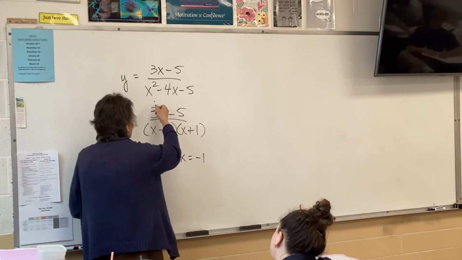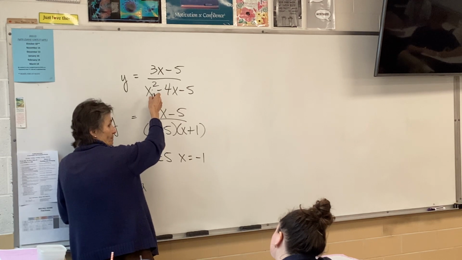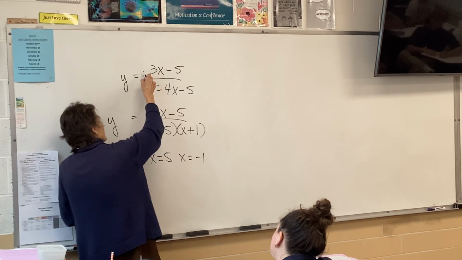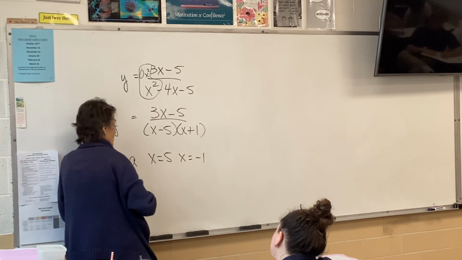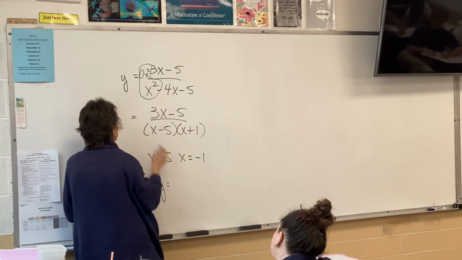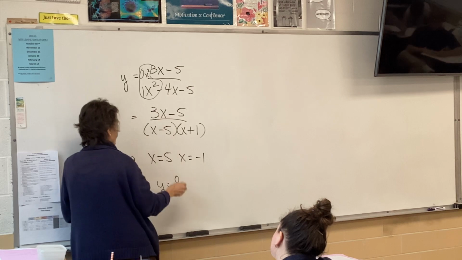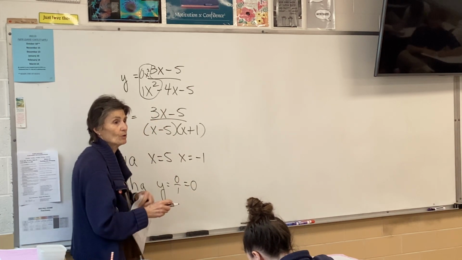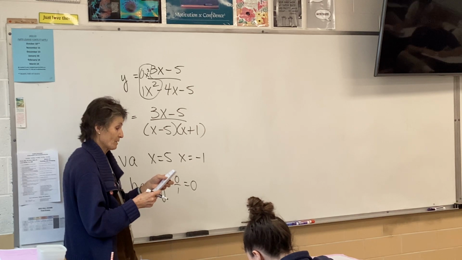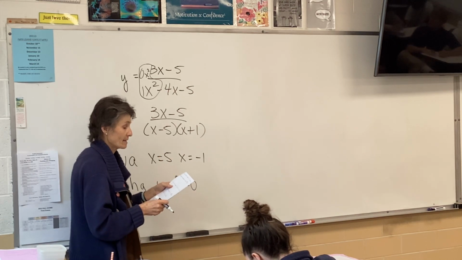So we go back to the original problem. The highest power is x squared. How many x squareds do we have on the top? None. So then we box in the highest power, and we have y equals 0 over 1, which is 0. So your horizontal asymptote is y equals 0. So there's all of the asymptotes.